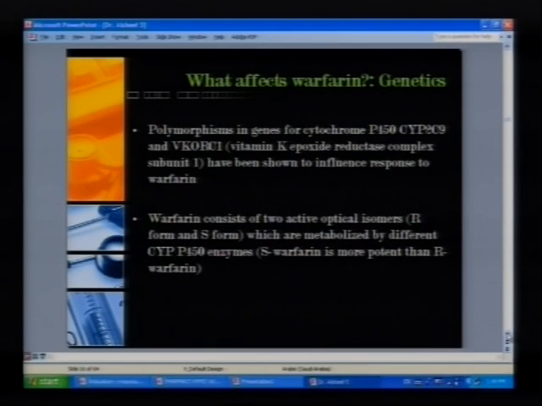It is very intriguing, the discovery of polymorphisms in the genes for cytochrome P450 CYP2C9 and VKORC, which is the vitamin K epoxide reductase complex subunit, which have been shown to influence response to warfarin. Warfarin consists of two active optical isomers, R form and S form, which are metabolized by different CYP P450 enzymes. S-warfarin is more potent than R-warfarin.